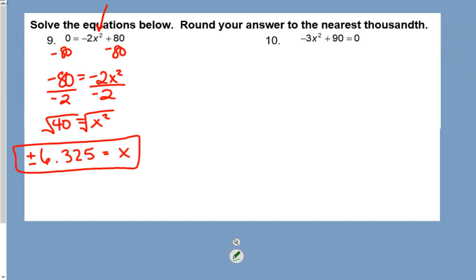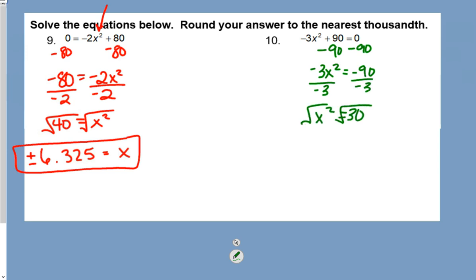Okay, so same thing on this next one. I'm going to subtract 90 from both sides. So negative 3x squared equals negative 90. Divide by negative 3. So x squared equals 30. Take my square root. Again, square root of 30 is not going to be a whole number. So type it in my calculator, and I get plus or minus 5.477. Okay?